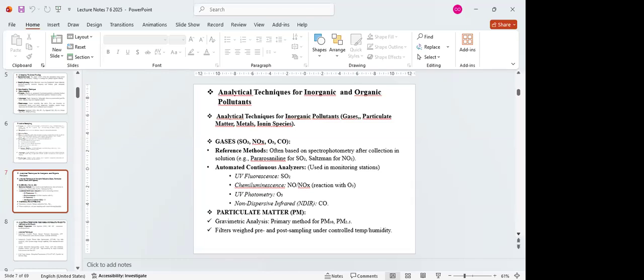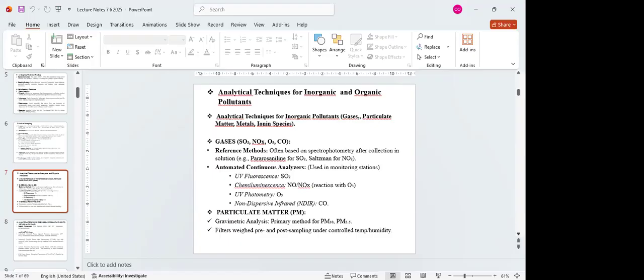Now, what do we do with that? Filters are pre-weighed before you deploy them. Then after collection, you weigh them and do the calculation that will give you the actual weight of deposited particulate matter.